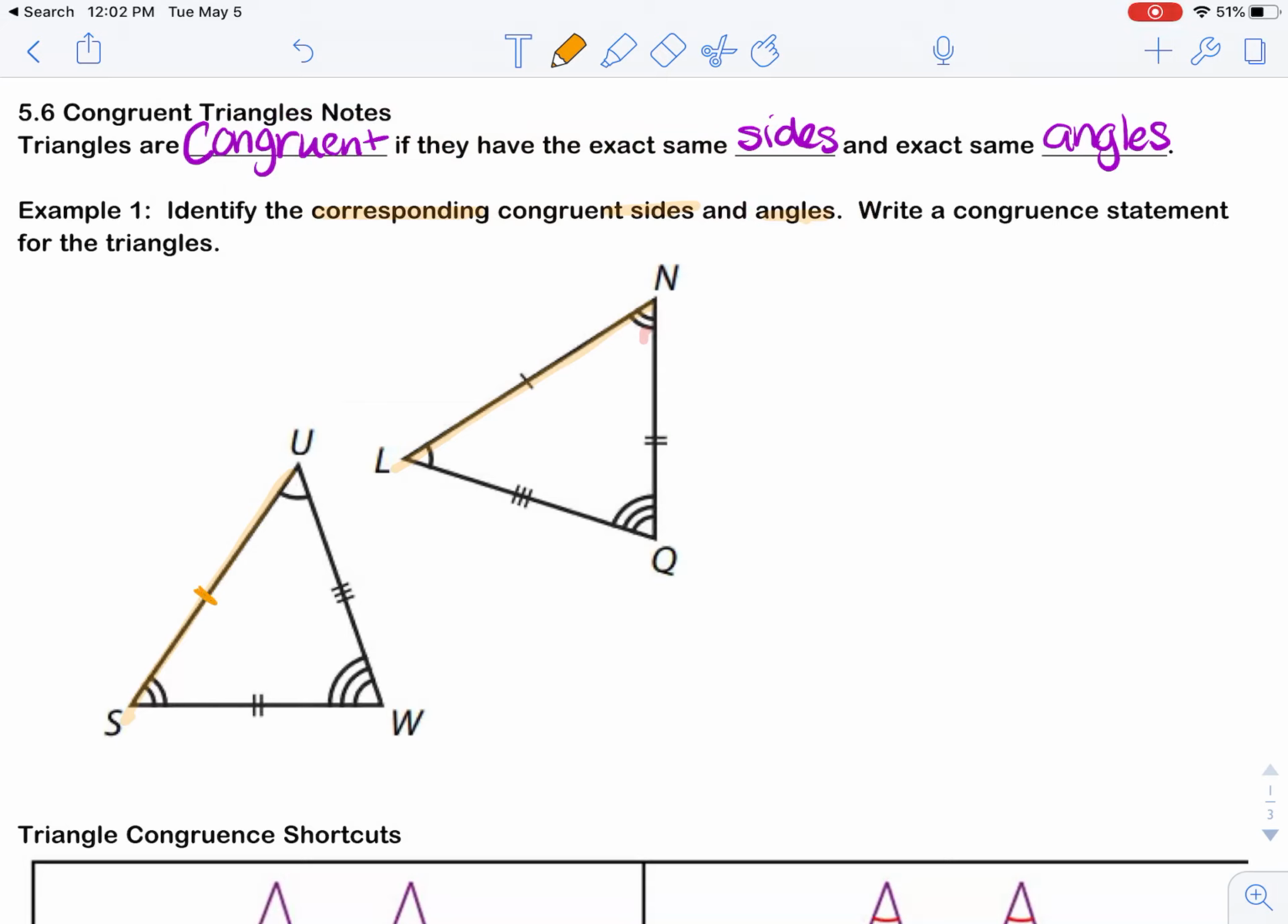If you notice that this side and this side have exactly one tick mark, I could say side US is congruent to segment LN. Notice the segments have that little straight line above it, and this congruence symbol tells me they're exactly the same length. A congruent symbol just has a squiggle with an equals underneath it.